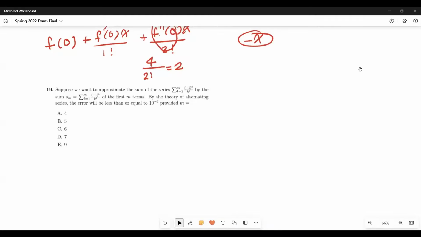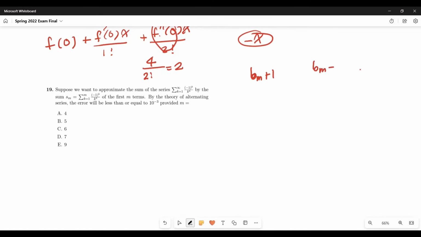Okay, this question asks to use the alternating series to find the error. So the error is basically looking at the S(n+1) term, meaning you just add 1 to the index. In our case, it's going to be B(m+1), because when you're looking at the error, you don't care about the sign, like the alternating series sign, (-1)^k. We don't care about the sign, but we care about the form.